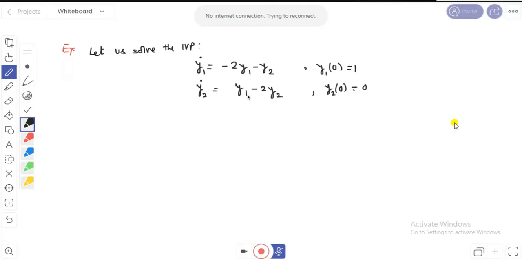Okay, so here this is the order differential equation, and this is the system of linear differential equations. So here we note that the above system can be rewritten as y dot equals this, where this is the coefficient matrix, which is a constant matrix.